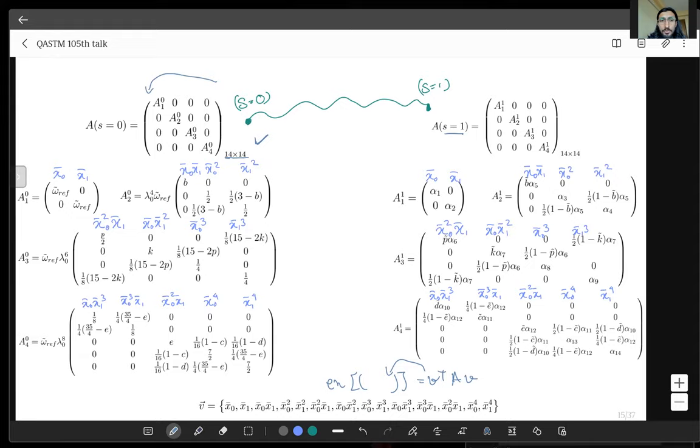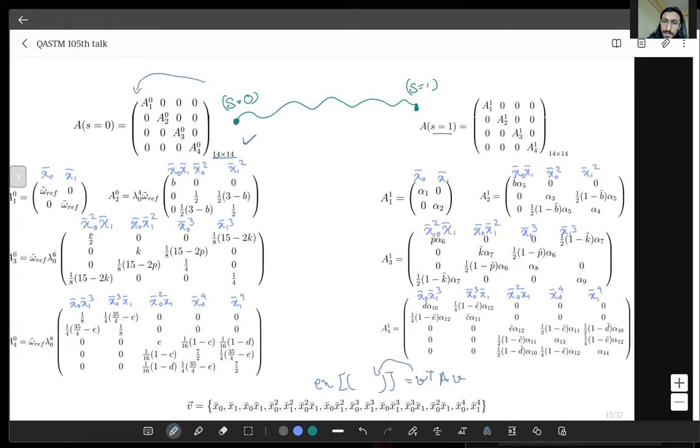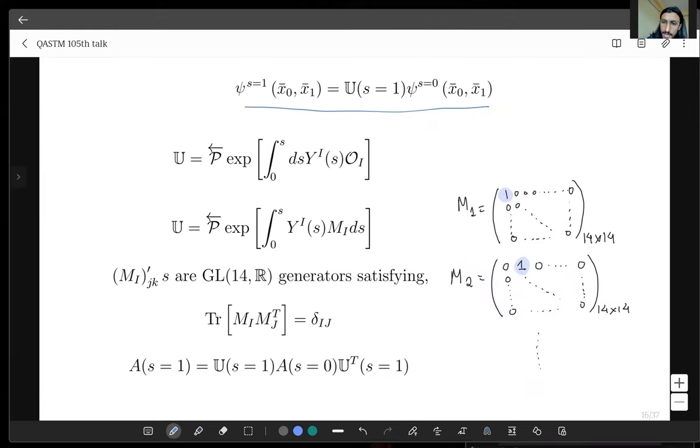Suppose M1 will have one in the first part, M2 will have one in the second part, M3 will have it in the third part, M4 and all that, such that trace of M_I M_J transpose is delta IJ. I'll show you a bit later why it is important to take this one, because it can be simplified to get y_i. Now in this matrix space, it can be shown that the final one is U S1 as S0 U S1 transpose. So now what we need to do is, using this, we need to parameterize U.